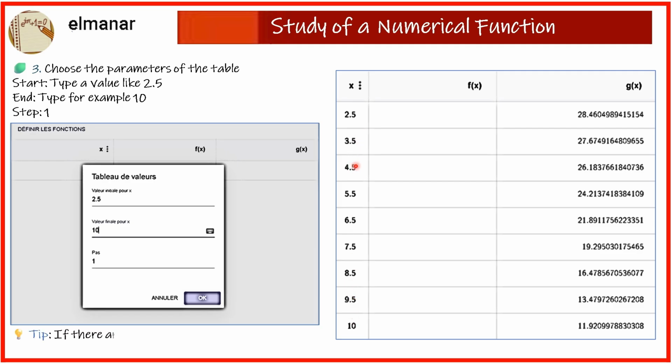Pro tip: if too many rows are displayed at once on the screen, you can use the arrow keys to scroll through the full set of results.